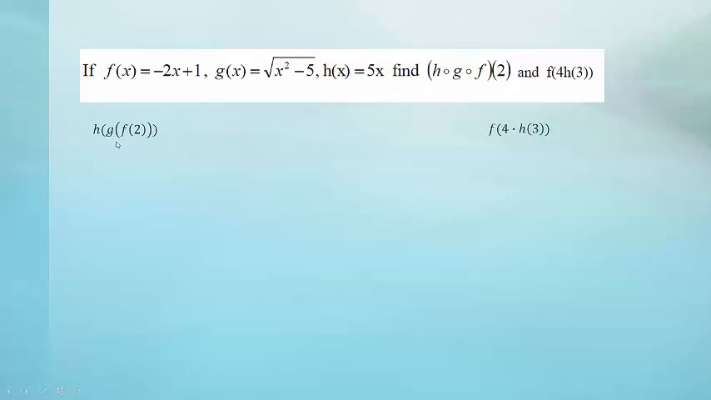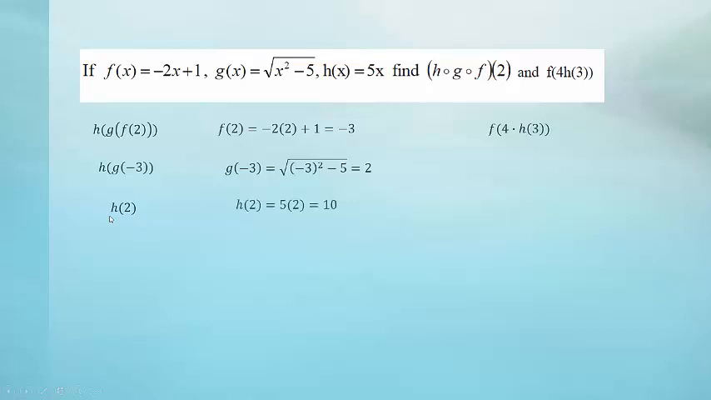So again, thinking of we want to work our way from inside to out, the innermost function is the f function. So I want to do f of 2 first. When I compute that, I get negative 3. So I will take out f of 2 and replace it with negative 3. Now I'm going to do g of negative 3. So if I simplify this, 9 minus 5, I get 4. Square root of 4 is 2. So g of negative 3 is equal to 2. So now I can replace that with 2. So my new problem is h of 2, which is going to get me 10.